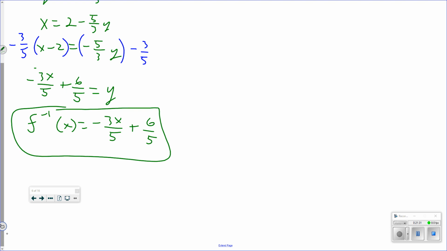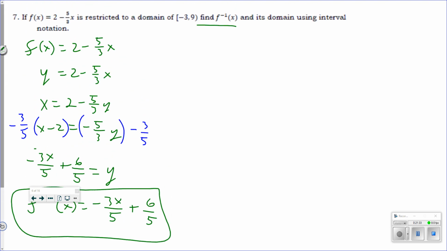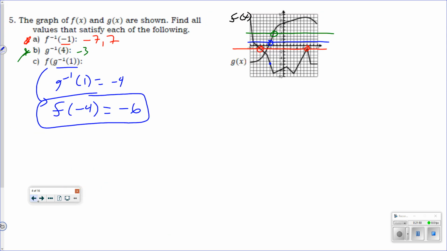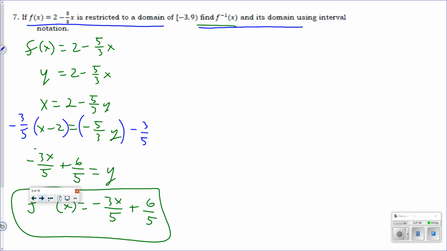All right. Now, what I need to do for this problem is find the domain of the inverse, using interval notation, if the original f of x is restricted to a domain of [-3, 9]. So I think it's exactly like we did before, right? Yeah, we're given the domain. It's pretty much the exact same problem. So honestly, if I was you guys, pause the video and try to figure it out. But I'm going to keep going to solve it.